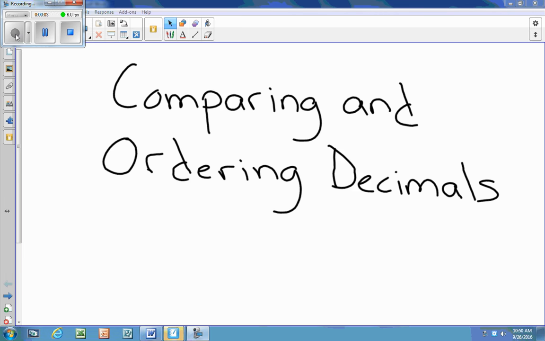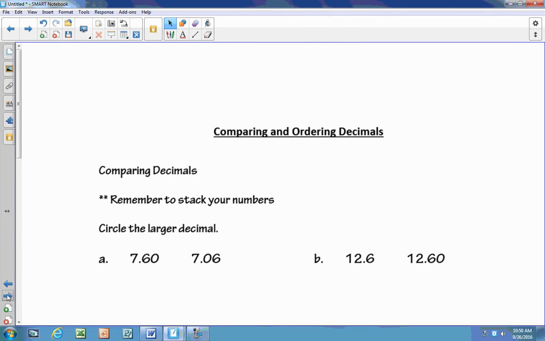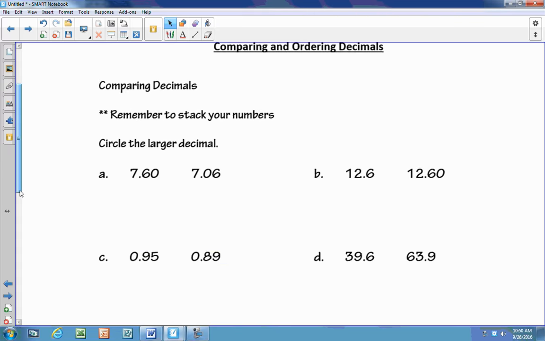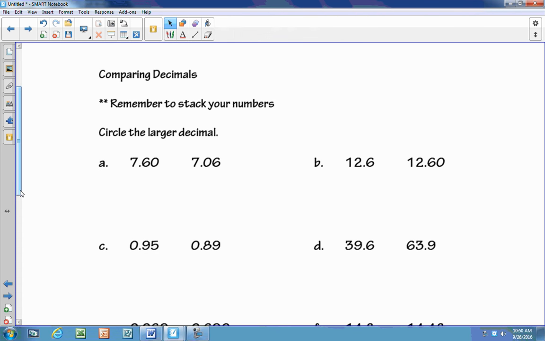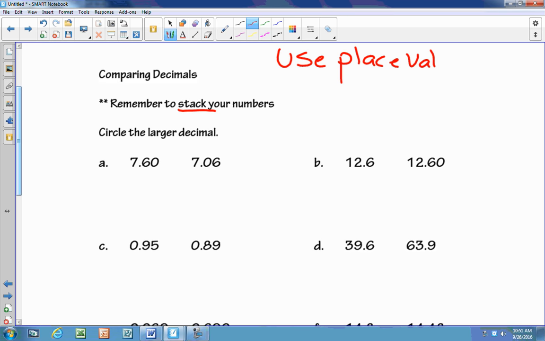This is the video for comparing and ordering decimals in Module 1. When we compare and order decimals, the biggest thing is to make sure that you stack your numbers. When we stack our numbers, we always line them up using their place value. In order to line them up using their place value, the easiest thing to do is to use the decimal in order to line them up.